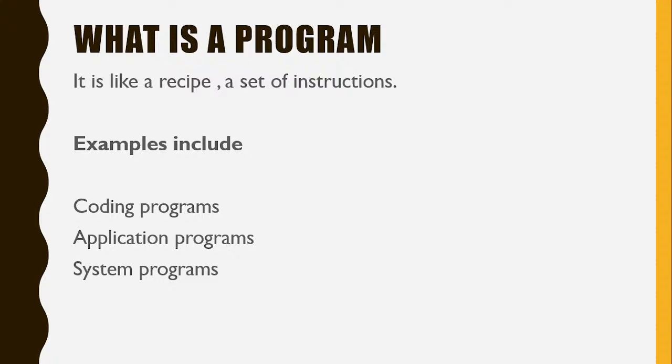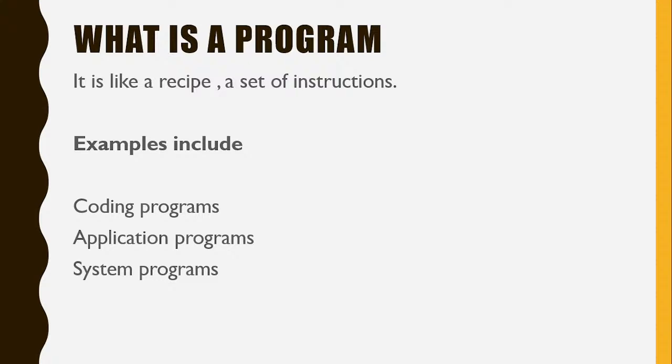So a program is the thing that does the same, like the example I have given you. The examples of a program include coding programs. What are coding programs? Coding programs are programs which are used to make or create programs, like code editors or compilers or interpreters, which we will discuss further in the upcoming slide.